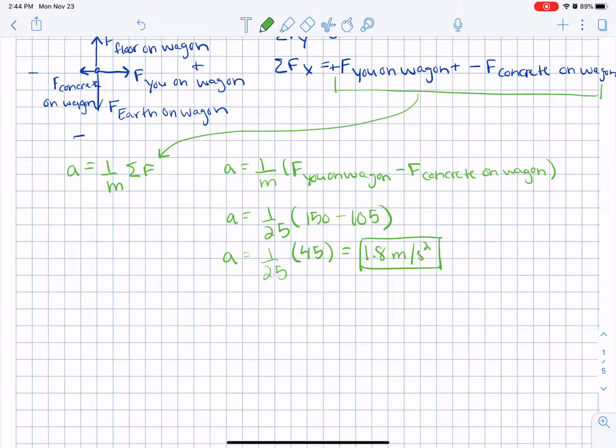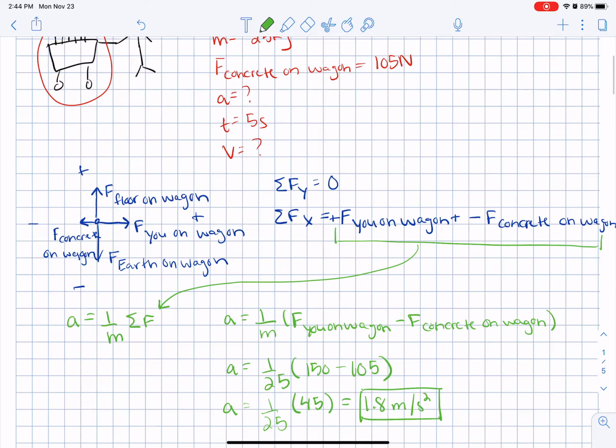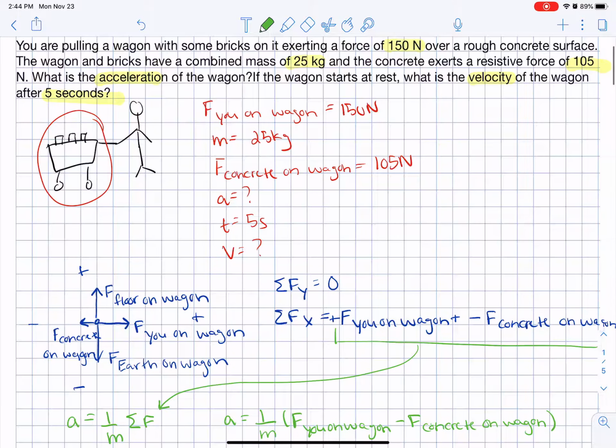So that's my final answer. What we did here was we made a sketch, we wrote our list, we made a force diagram, realizing that the resistive force of the concrete is in the opposite direction, but a little bit less than the force that you're exerting on the wagon. Then we wrote a sum of the forces statement in the x direction and plugged that right into our Newton's second law. Then we solved and got 1.8 meters per second squared.